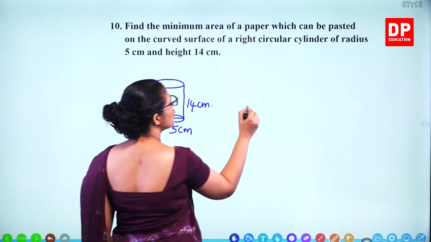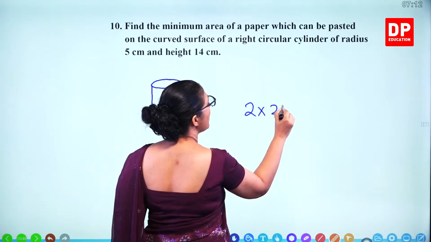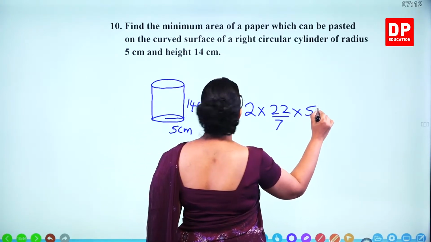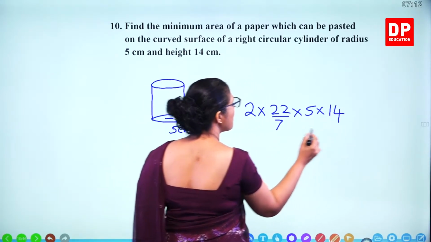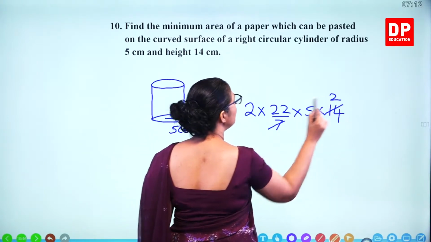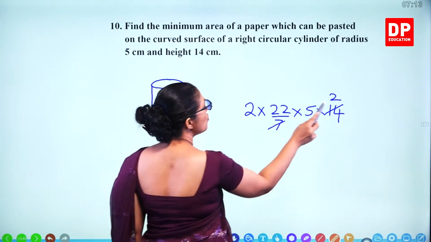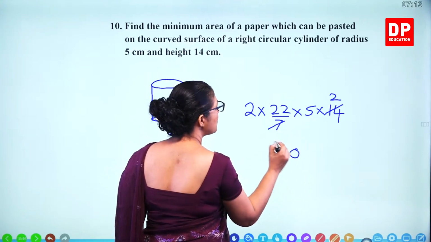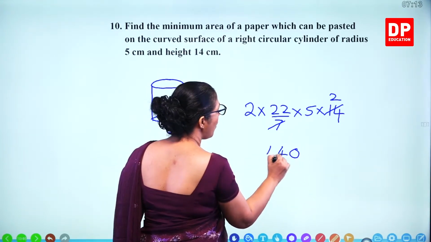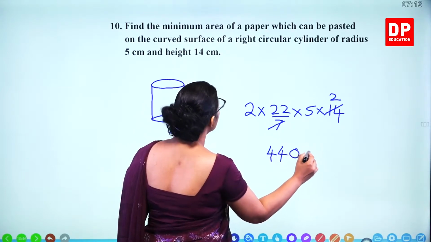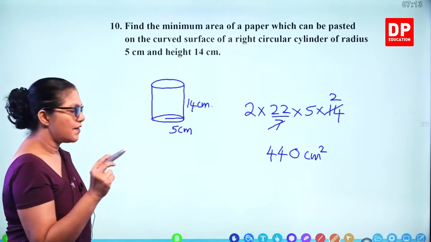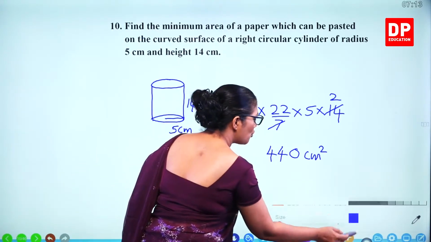2 pi r h. 2 into pi, 22 over 7. r is 5, h is 14. So, 7 times 2, 2 times 2, 4. 4 times 5, 20. 20 times 22, 440 square centimeters is the curved surface area. So 2 marks for that.